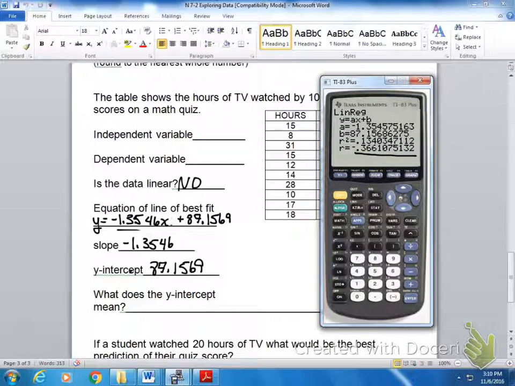Now, it kind of has a tricky question down here. It says, what does the y-intercept mean? If we're talking about the y-intercept, that means when x equals 0. And since x is the number of hours, that means we're talking about how much your score on your quiz is if we watch no TV. So I'm going to put the fixed score if no TV is watched. When you're talking about the y-intercept, guys, think about what it's talking about when x is 0. That would mean 0 hours. So we watch no TV, this would be the score that you get. So let's go to the next part.